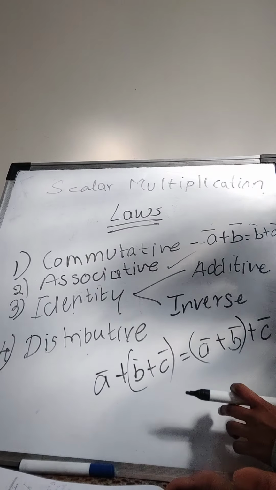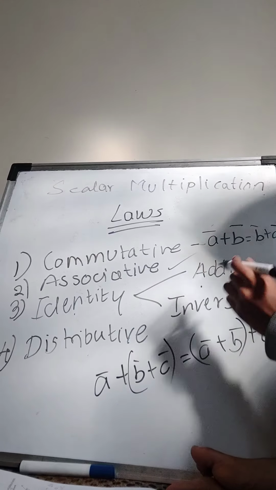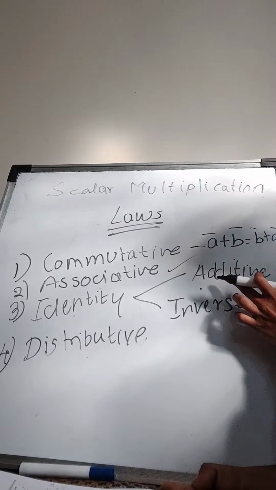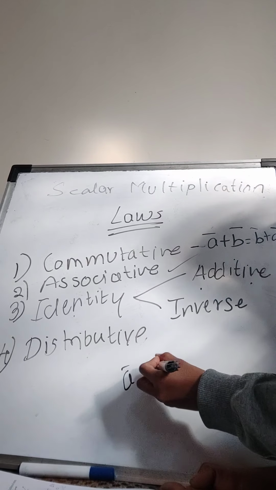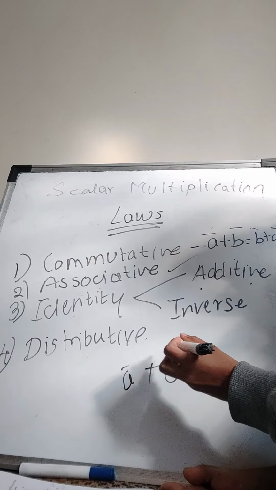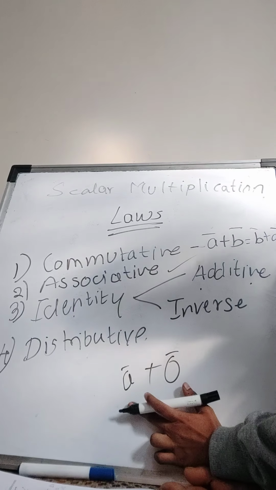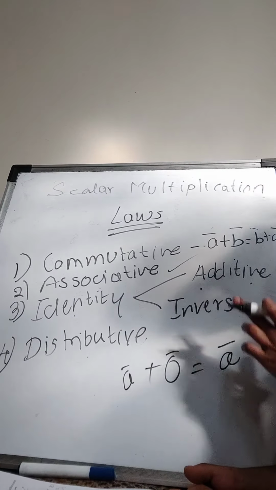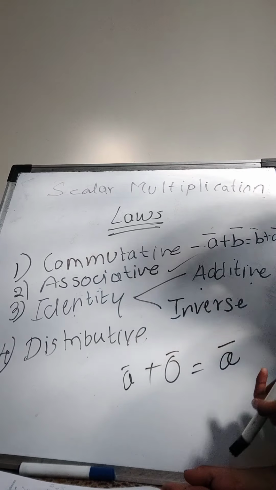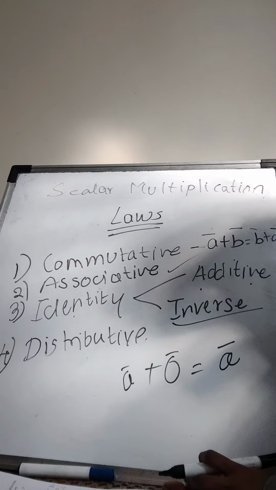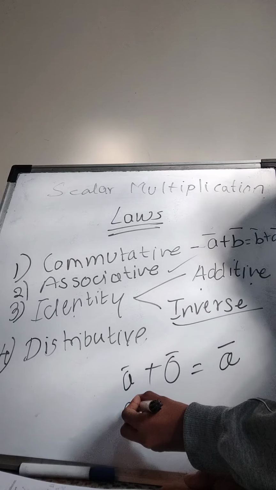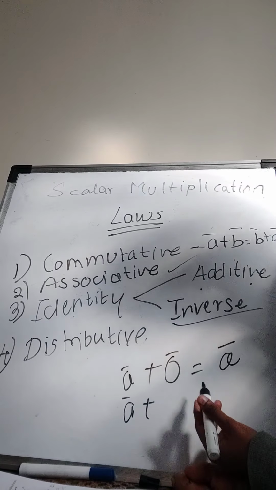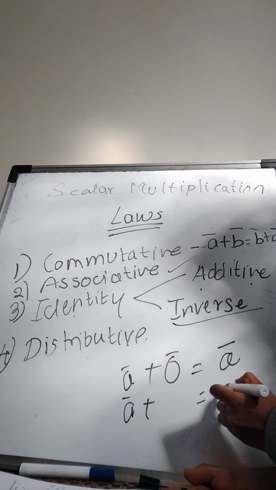Identity law is also very simple. Additive identity is what? Let me tell you. If we add a zero vector to any vector, then it will give the answer as itself. We all know this. And inverse is, if I add the inverse of this vector with it, it will give the answer 0.